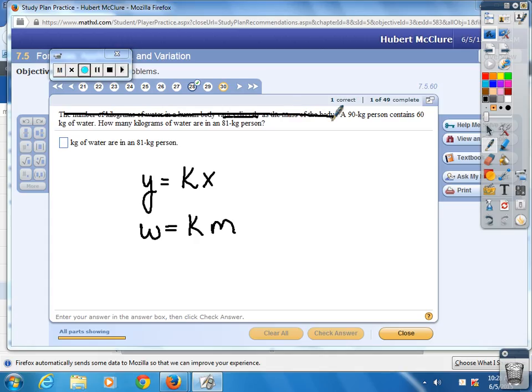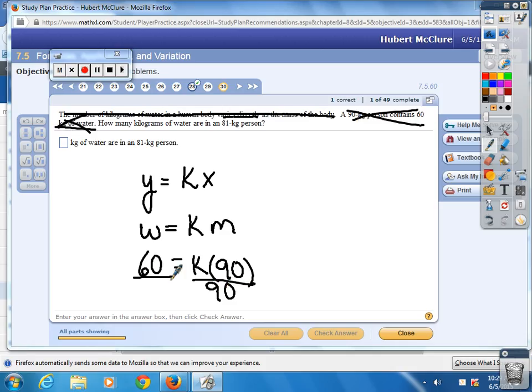A 90 kilogram, well, that's 90 kilograms of mass, so that'd be 90 times K is equal to 60 kilograms of water. Now, my question is, why would you put 60 with the M if this says 60 kilograms of water? Because I didn't read it right. That's why I did it that way. Okay, I didn't know anybody did that. All right, so that's done. So now we've got to find K.